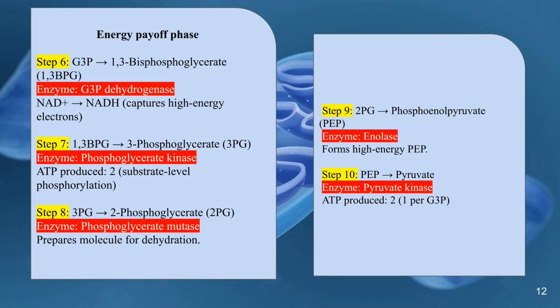The energy payoff phase involves reactions where NADH is produced, capturing high-energy electrons. ATP is also produced through substrate-level phosphorylation, ultimately converting the molecules into pyruvate using pyruvate kinase.